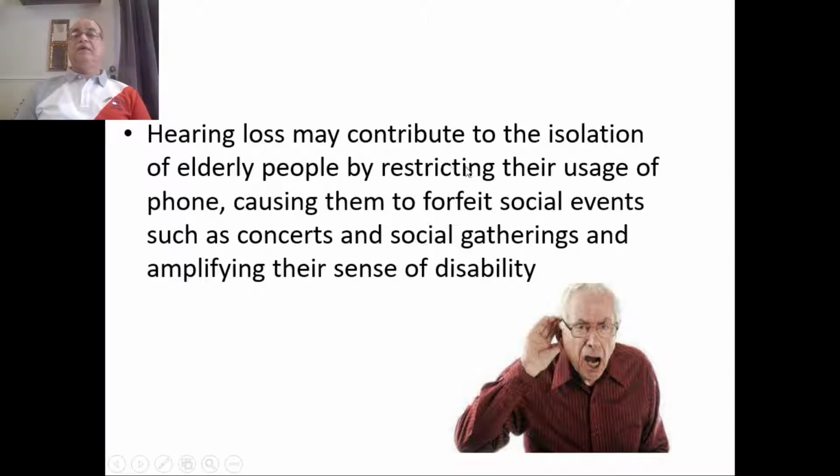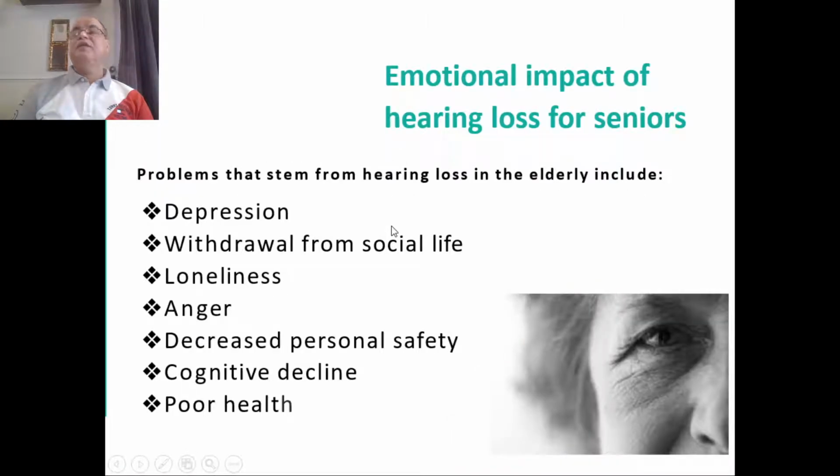They may restrict their usage of phones also, because on the telephone also they would not be able to understand. So they forfeit their social events like marriages, concerts, any social gatherings, because they are made aware of their hearing loss. Ultimately, the social impact of this hearing loss on the lives of these old people is depression, withdrawal from social life, loneliness. It may trigger anger in these people. They feel themselves unsafe, cognitive decline, and ultimately there will be poor mental and physical health.